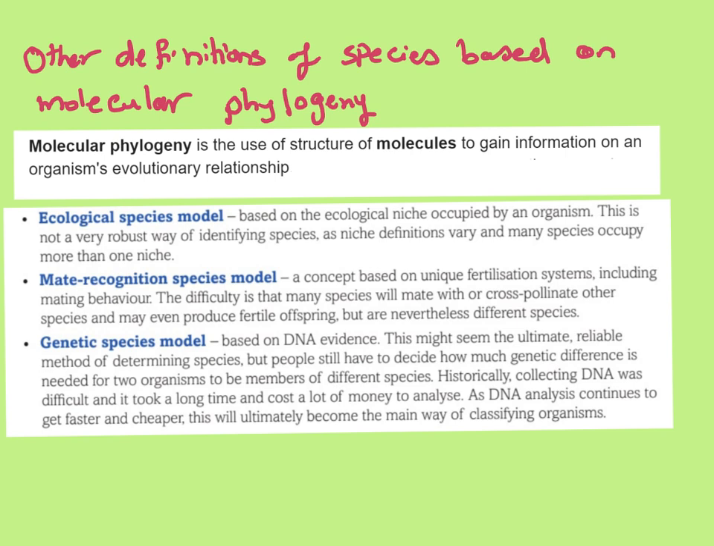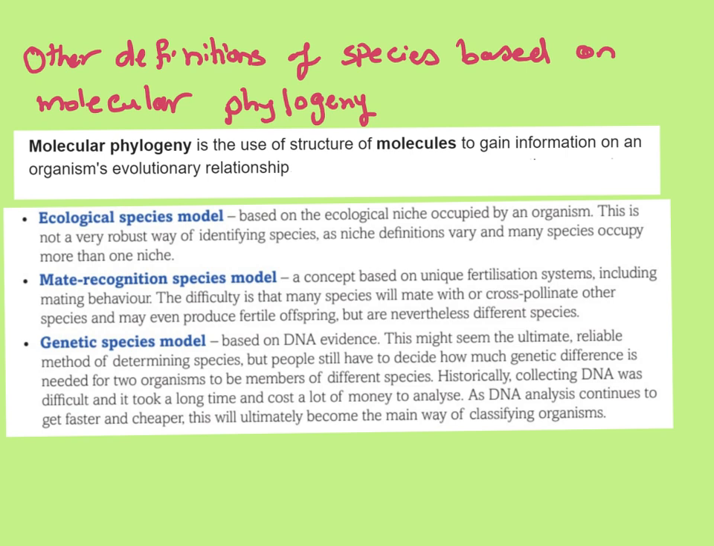Collecting DNA was difficult, it took a long time, and it cost a lot of money to analyze. As DNA analysis continues to get faster and cheaper, this will become the main way of classifying organisms. So the idea of classifying organisms now depends only on the DNA structure. This is what we call molecular phylogeny: the similarities of molecules. And the most important molecule is the DNA.